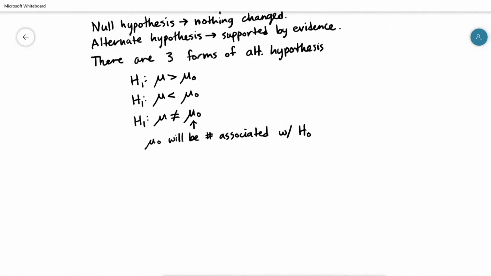Looking at these three forms, we're going to have different names for these things. This first one, where mu is greater than mu 0, is what we call a right-tailed alternate hypothesis. The next one is called a left-tailed alternate hypothesis, and the last one is called a two-tailed alternate hypothesis. And this will all make sense when we actually start doing these problems.